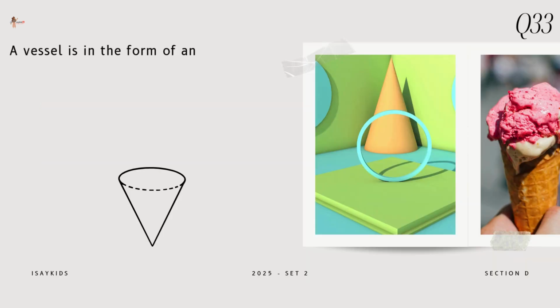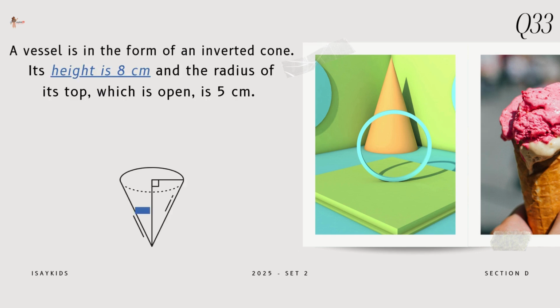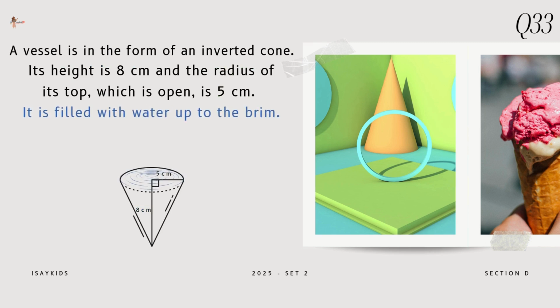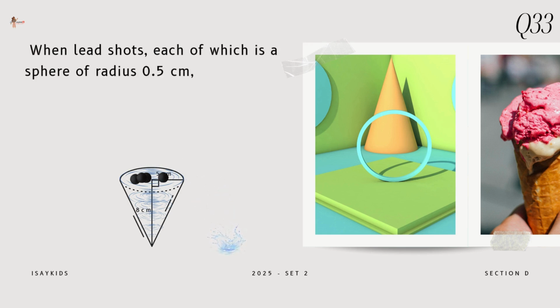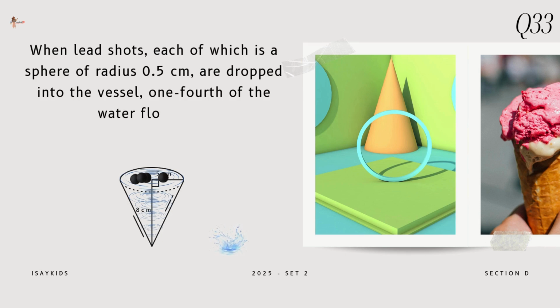A vessel is in the form of an inverted cone. Its height is 8 cm and the radius of its top, which is open, is 5 cm. It is filled with water up to the brim. When lead shots, each of which is a sphere of radius 0.5 cm, are dropped into the vessel, 1/4 of the water flows out.